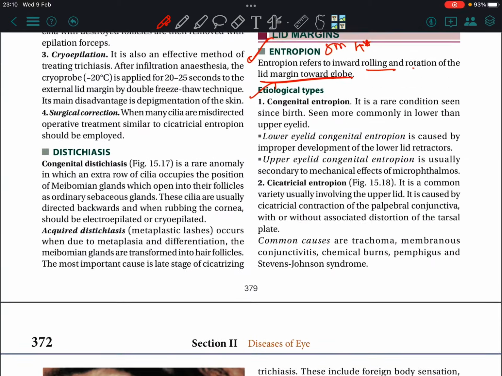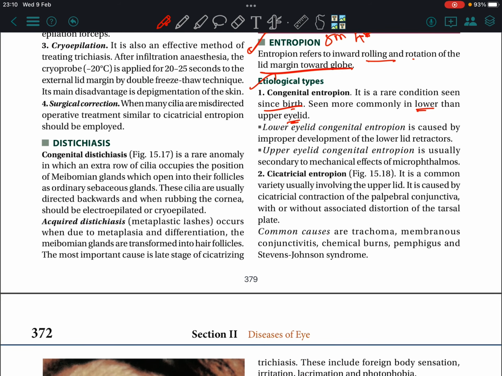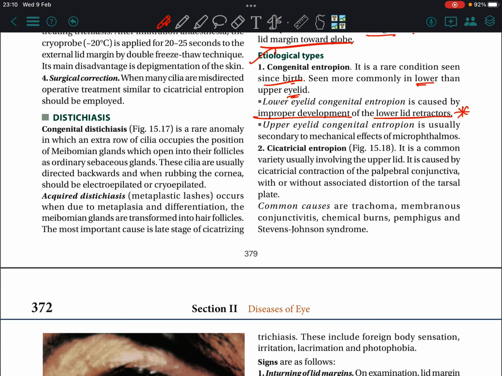Congenital entropion is a rare condition seen more commonly in the lower than the upper eyelid. Lower eyelid congenital entropion is caused by improper development of the lower lid retractors. Upper eyelid congenital entropion is usually secondary to the mechanical effects of microphthalmos.